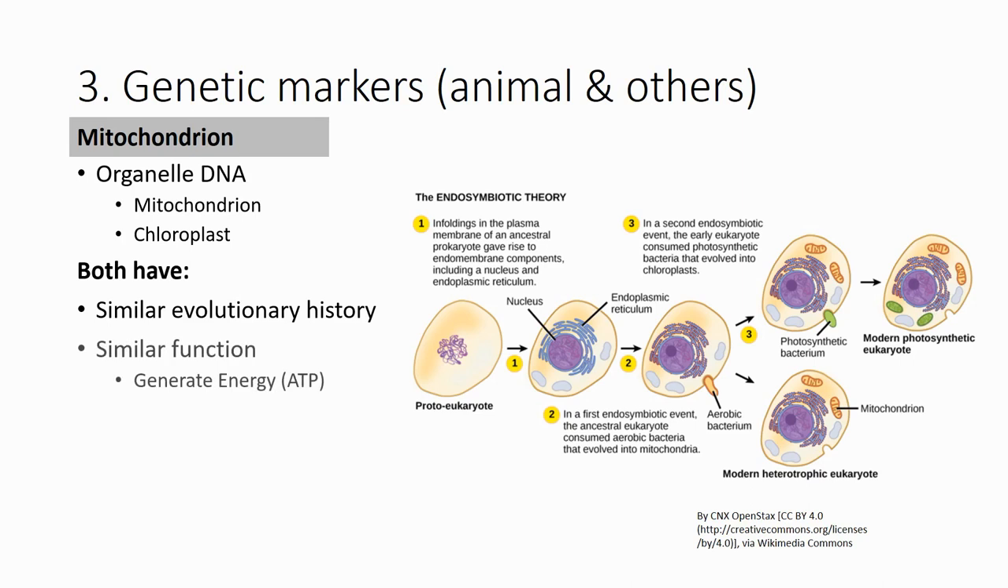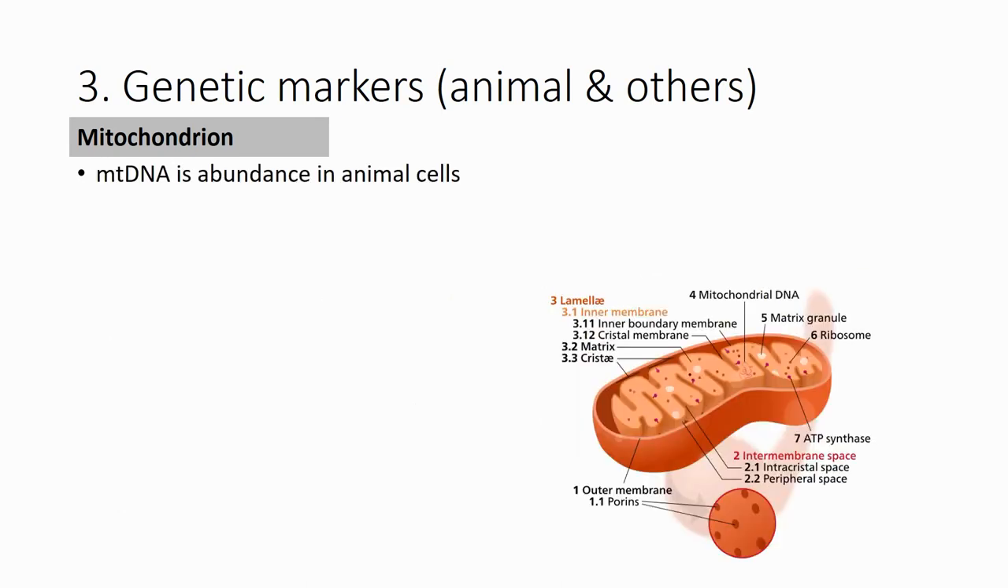So both have a very similar evolutionary history, and both have a similar function. Mitochondria in animals generate the energy, and chloroplast also generates the energy in plants. But each of them has their own DNA, own ribosomes, and protein components. They have their own ribosome, but their ribosome is different from the nuclear ribosome.